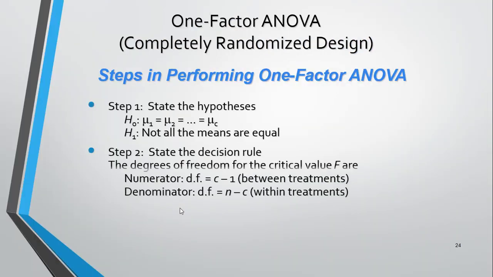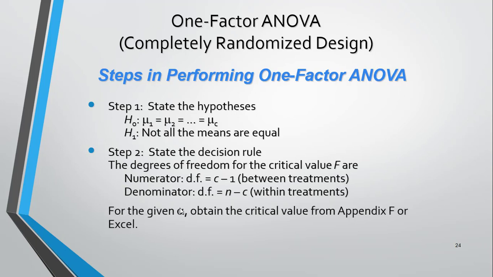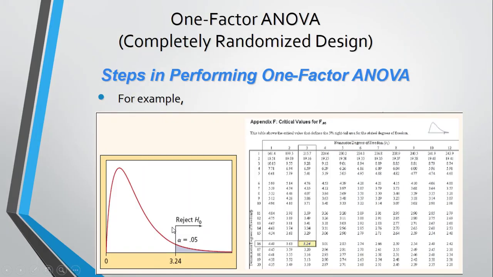So the steps in performing a one factor ANOVA: first step, state the hypothesis. H0: all mu's are the same. H1: not all mu's are the same. Step 2, state the decision rule. You find the numerator degrees of freedom, C minus 1, and the denominator degrees of freedom, N minus C. For a given alpha, obtain the critical value from Appendix F or Excel. This is Appendix F, the critical value of F.